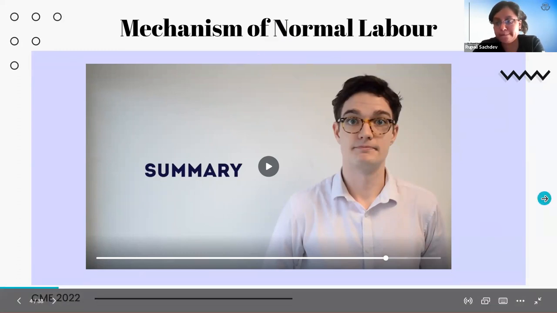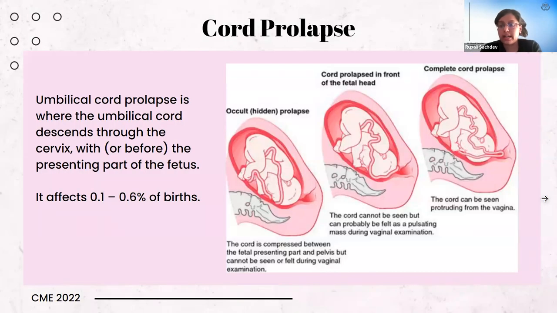Okay. Good. Moving on. One of the emergencies that might happen during the progress of labor is something called cord prolapse. Cord prolapse is when your umbilical cord descends through the cervix. It can be with the presenting part of the fetus. As you saw in the video, the presenting part is usually the head, or the cephalic. It can be in different positions, occipital anterior, posterior, things like that. So if the cord comes before the head or with the head, it's called a prolapse.